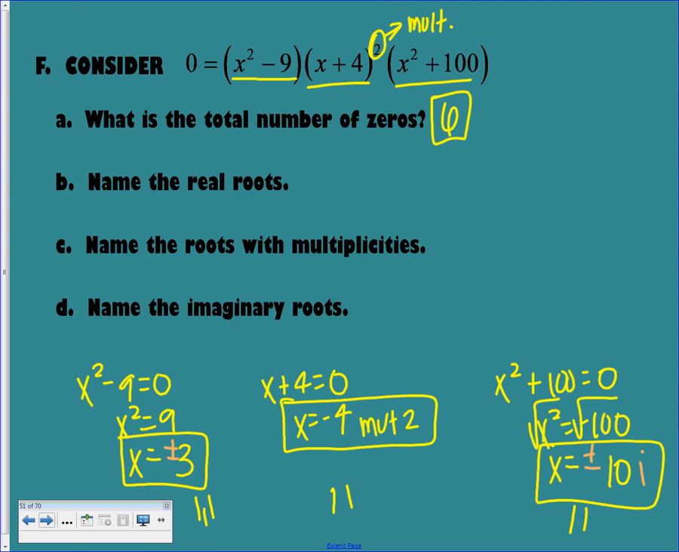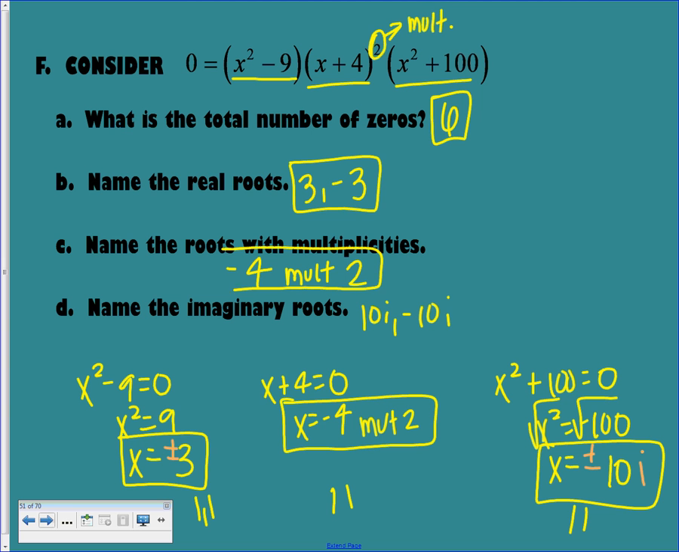The real roots are the normal numbers. So that means I have 3 and I have negative 3. Negative 4 is a real number, but it has multiplicity, so that's going to go under part C: negative 4, which has a multiplicity of 2. And then the imaginary roots are the 10i and the negative 10i. Depending on what you feel more comfortable with, if you label them first and write them out like we did here, then you'll see that we have 6, so you can work yourself backwards if you prefer that.